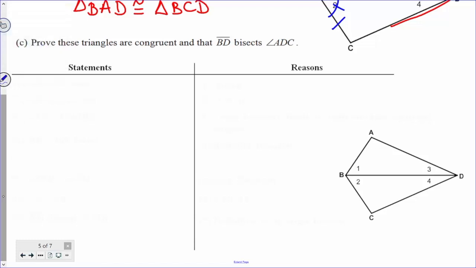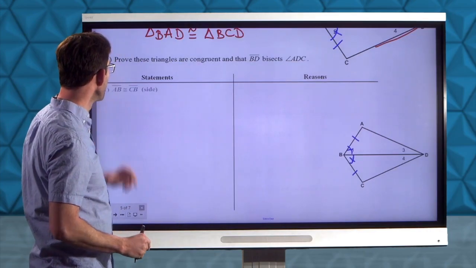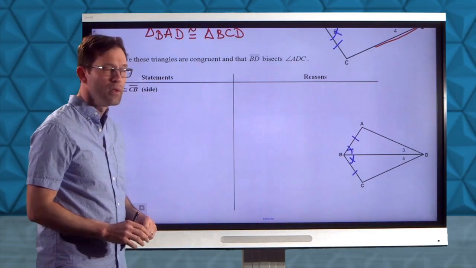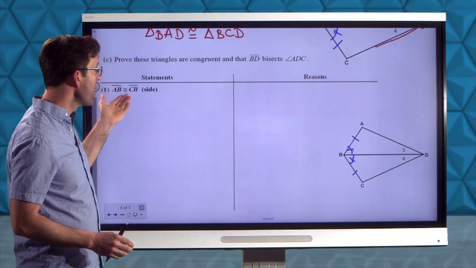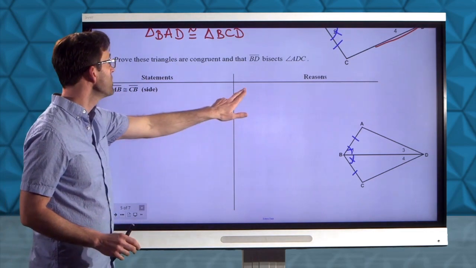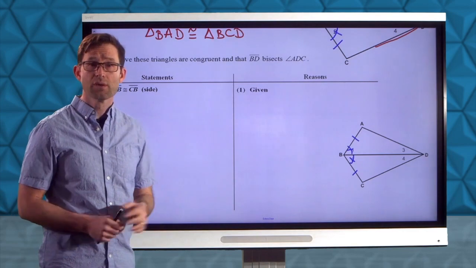All right, I know that this is congruent to this, right? That I was told. And I was also told that BD bisects angle ABC. Now, ultimately, that will tell me that those two angles are congruent. All right? So what's the first thing I want to put down in my proof? Well, I'm going to just put down the given. AB is congruent to CB. Why? Because it was given.